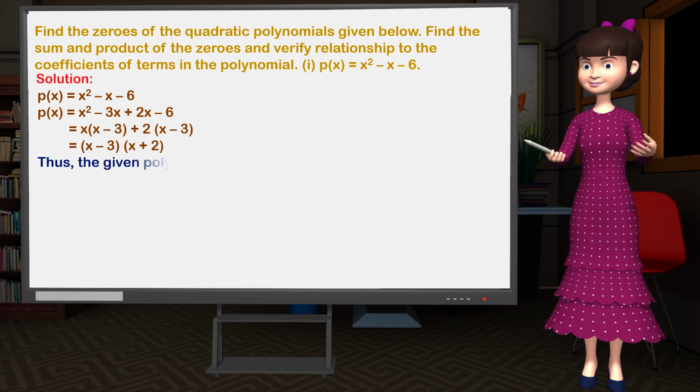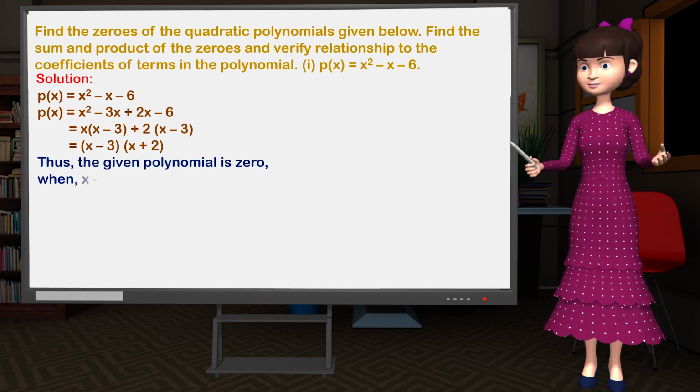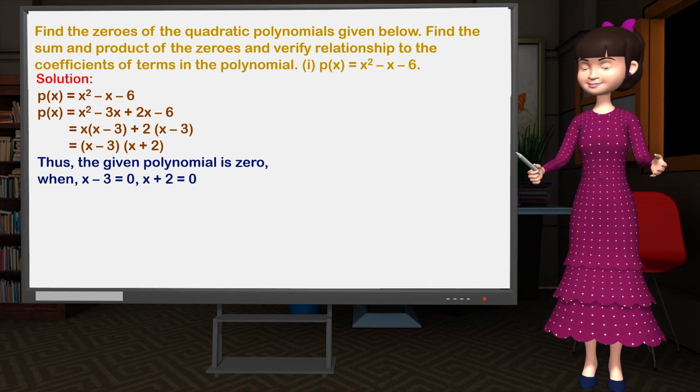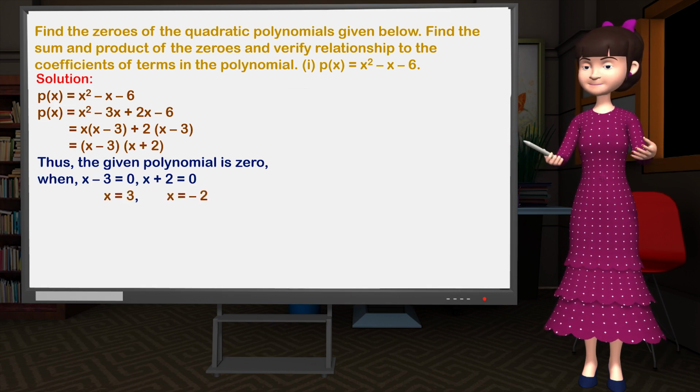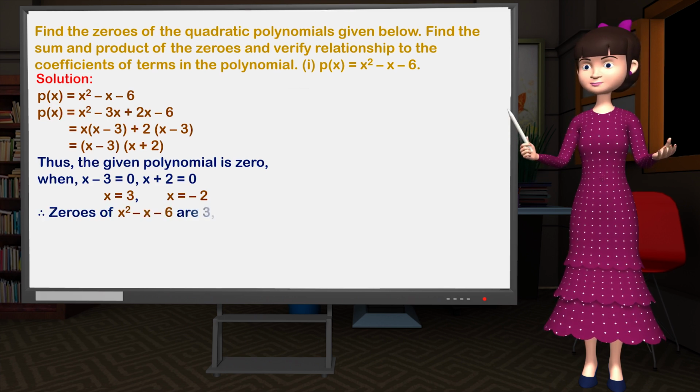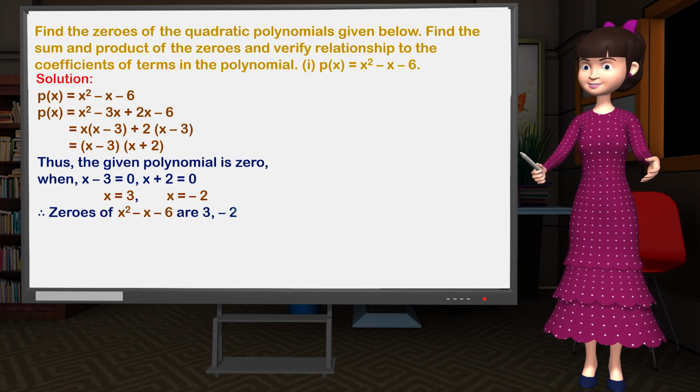Thus, the given polynomial is 0 when x minus 3 is equal to 0 and x plus 2 is equal to 0, which is x is equal to 3 and x is equal to minus 2. Therefore, zeros of x square minus x minus 6 are 3 and minus 2.